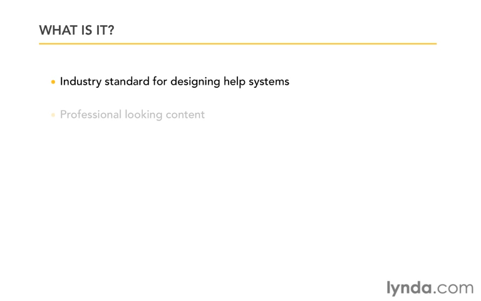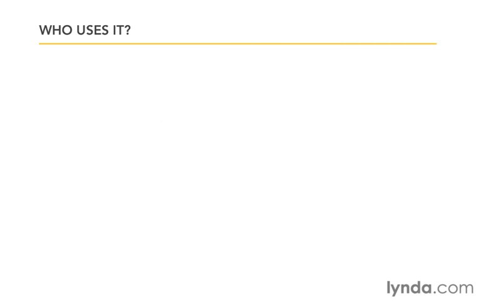Firstly, if you've ever pressed F1 or clicked the Help menu of a software application, you've likely been acquainted with the end results of a RoboHelp project. RoboHelp is the industry standard for designing help systems as well as e-learning content, policies and procedures, and knowledge bases. RoboHelp enables you to create professional-looking help content that can be published to multiple channels, including Adobe Air, mobile devices, ebook readers, and tablets. So who uses RoboHelp 9?